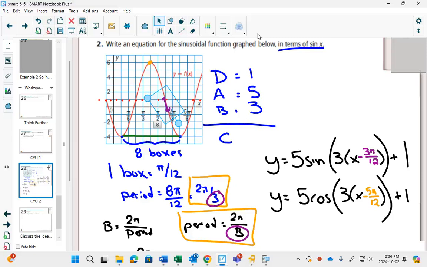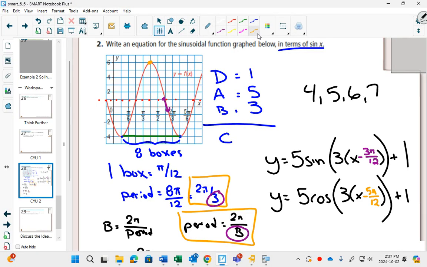All right, questions for practice for this one? 4, 5, 6, and 7.